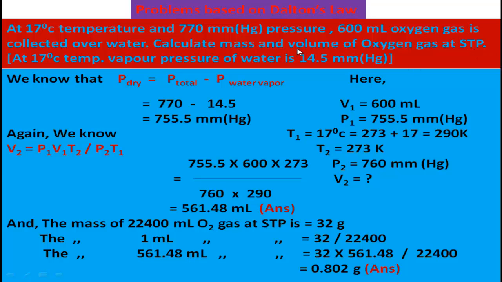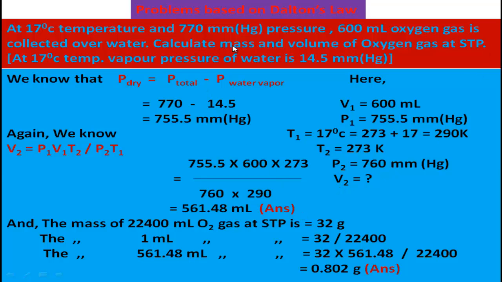So if you take this as V2, the other values you have to put in for V1, and standard temperature, that is 273 Kelvin, and pressure 1 atmosphere. Since the pressure is given in millimeter of mercury, you have to take 760 millimeter of mercury. So this way, at first you have to put the values of all factors, then you can easily determine the volume of oxygen gas at standard temperature and pressure, like this.